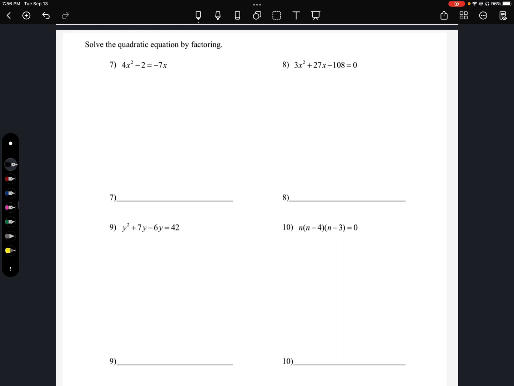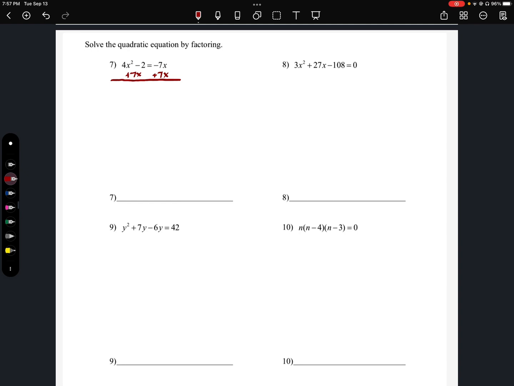Starting out, the first one, number 7, we have 4x squared minus 2 equals negative 7x. So our goal here will be to solve using factoring, not the quadratic formula. That doesn't mean you can't check it with the quadratic formula if you need to, but we need to solve using factoring. So we have this first one. We need to first get it into standard form so we can factor it. So we're going to move the 7x over, right? We're going to add it to each side.